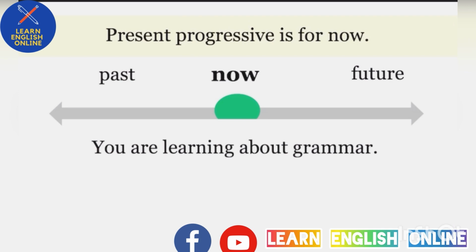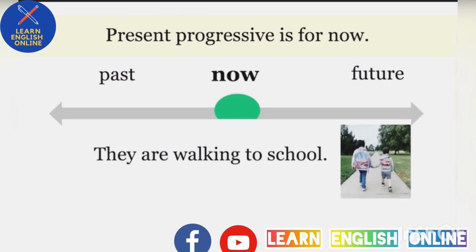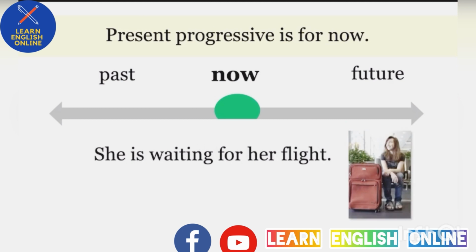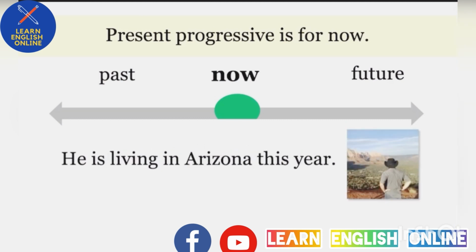You are learning about grammar now, right this minute. They are walking to school. She is waiting for a flight. He is living in Arizona this year. Remember, now can be a long time. We use this word "this" to show that it is now and we need the present progressive. I'm going to call this word a signal word.